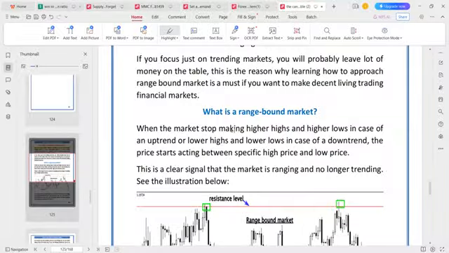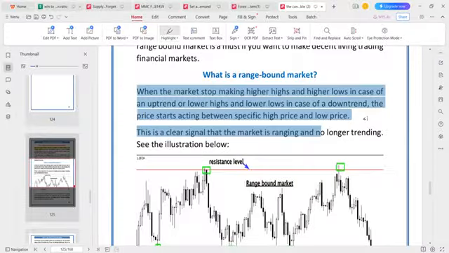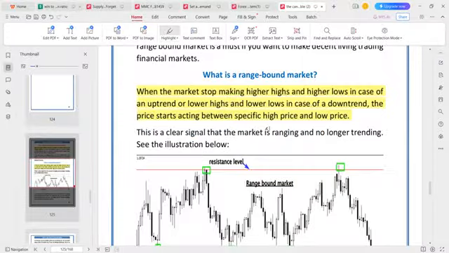What is a range-bound market? When the markets stop making higher highs and higher lows in case of an uptrend, or lower highs and lower lows in case of a downtrend, the price starts acting between a specific high price and low price. This is a clear signal that the market is ranging and no longer trending, right? So this whole point, you should actually highlight it.